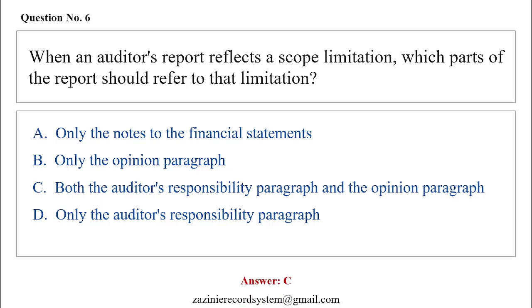Explanation. Letter C is correct because when there's a scope limitation, the standard approach modifies both the auditor's responsibility paragraph, which describes the limitation, and the opinion paragraph, which reflects its effect on the opinion. It is never appropriate to explain a scope limitation only in a note to the financial statements, since that's the auditor's own reporting responsibility, not management's.